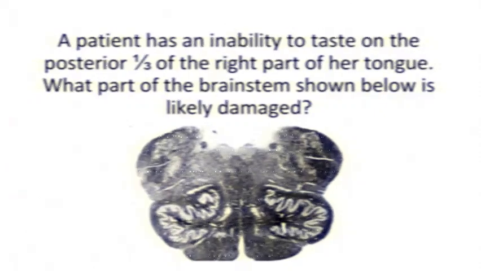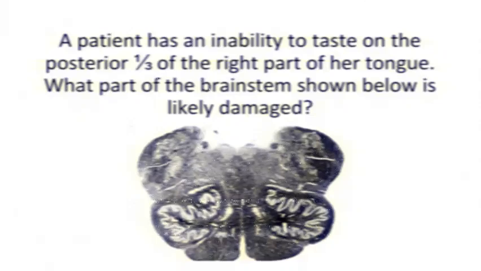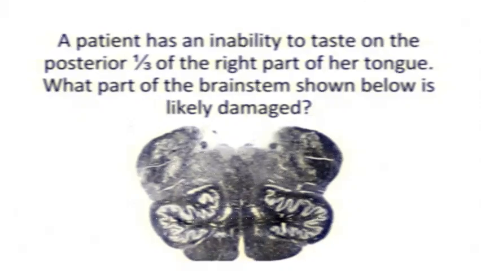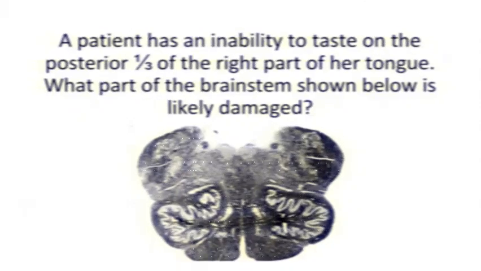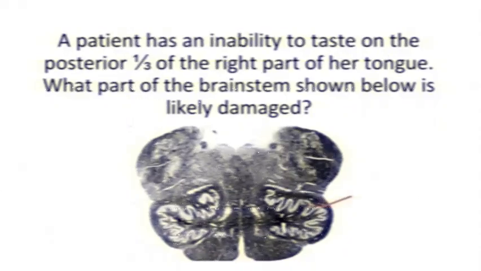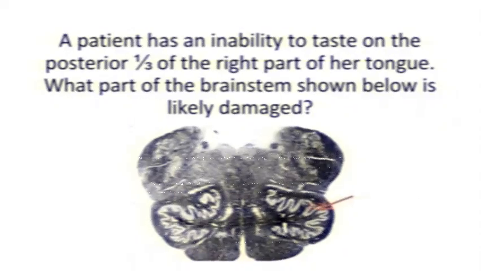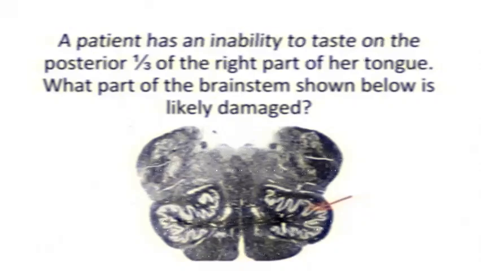Which part of the brainstem shown below is likely damaged? In order to get this question right, you first need to be able to recognize the different regions of the brainstem. Recall that the inferior olivary nucleus is right here, and it's only found in the medulla, which means we're looking at a transverse section of the medulla.